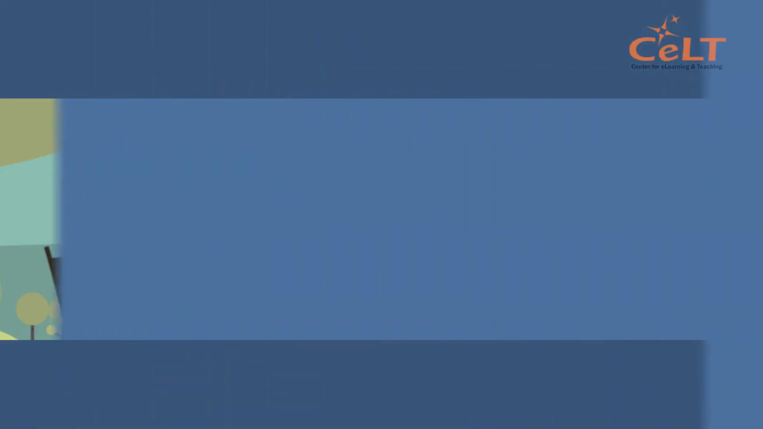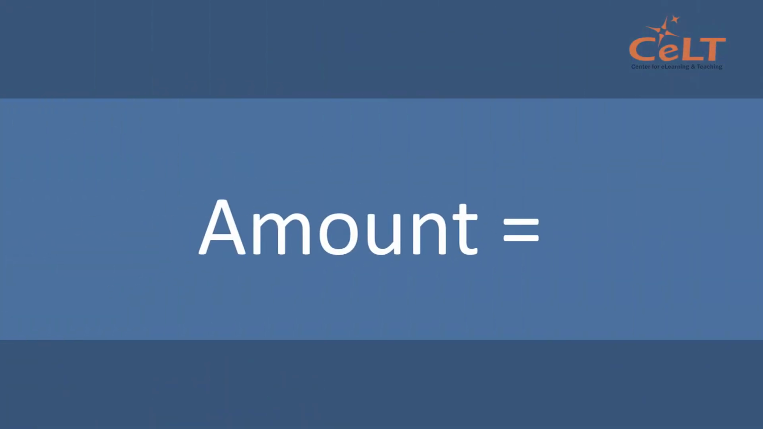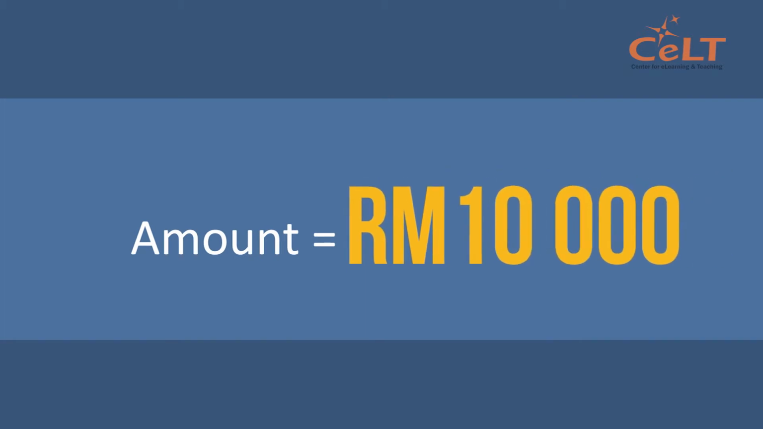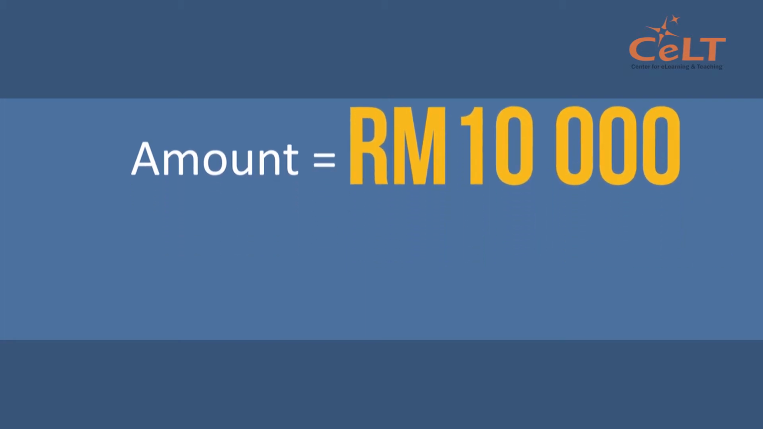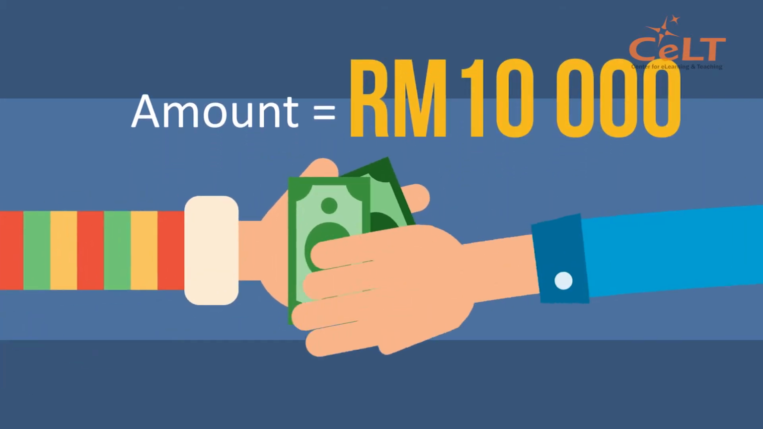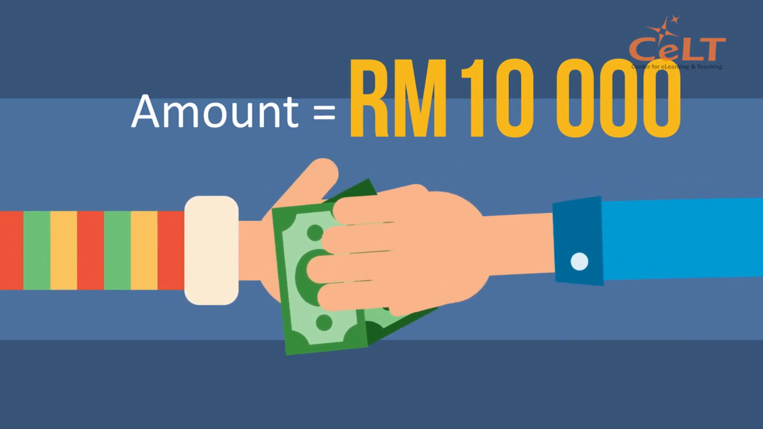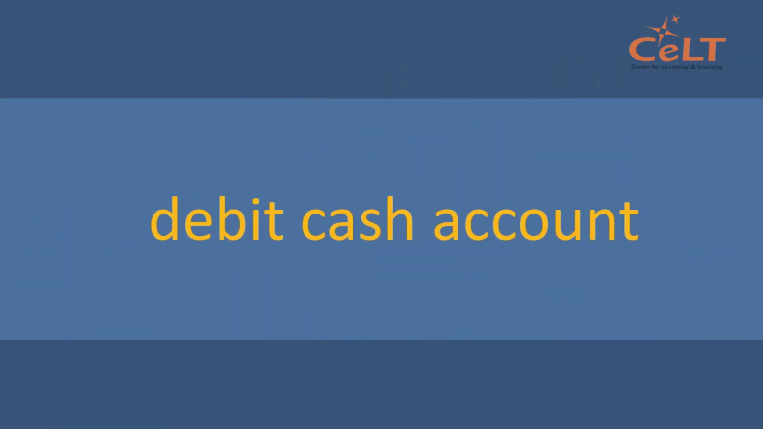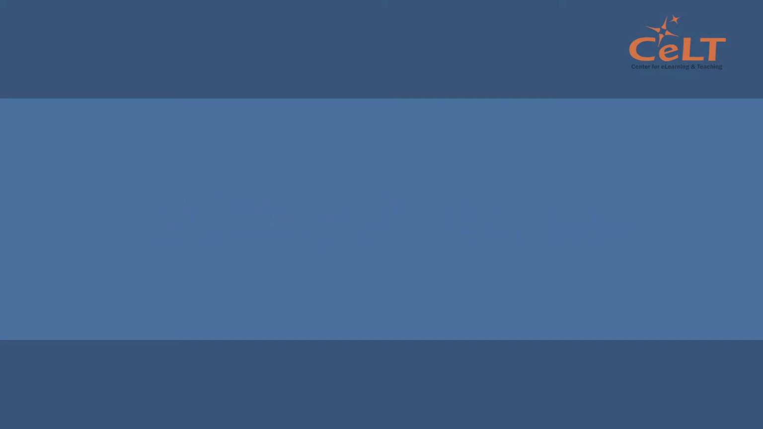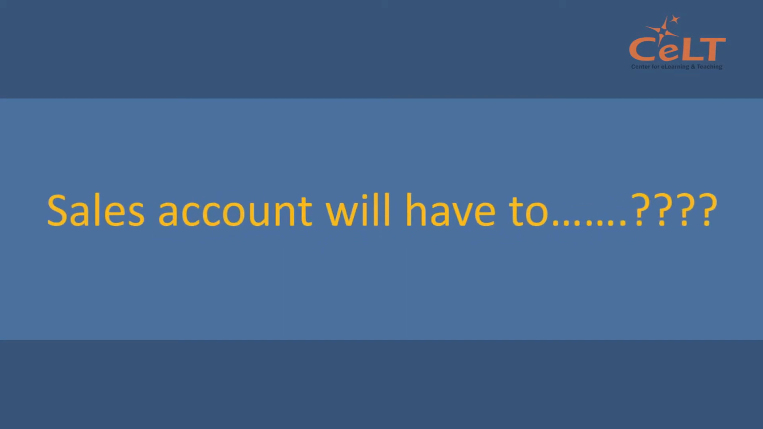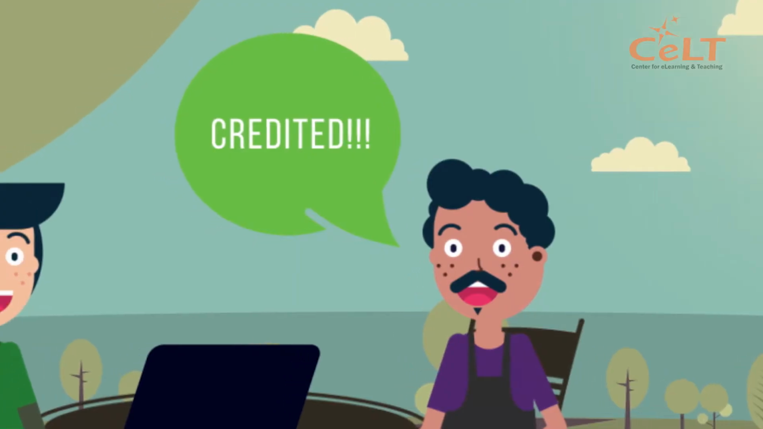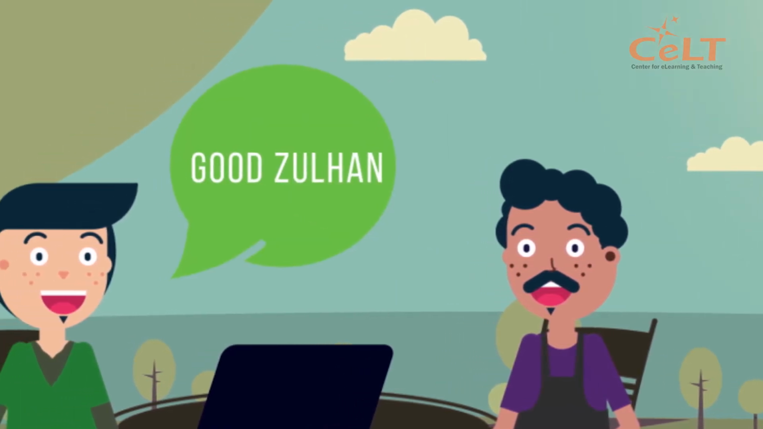Now let's say the amount that you received each month is 10,000 ringgit. Therefore, when you received cash or when money comes in, you will need to debit the cash account. Automatically, sales account will have to be credited. Yes, good, Suhan.